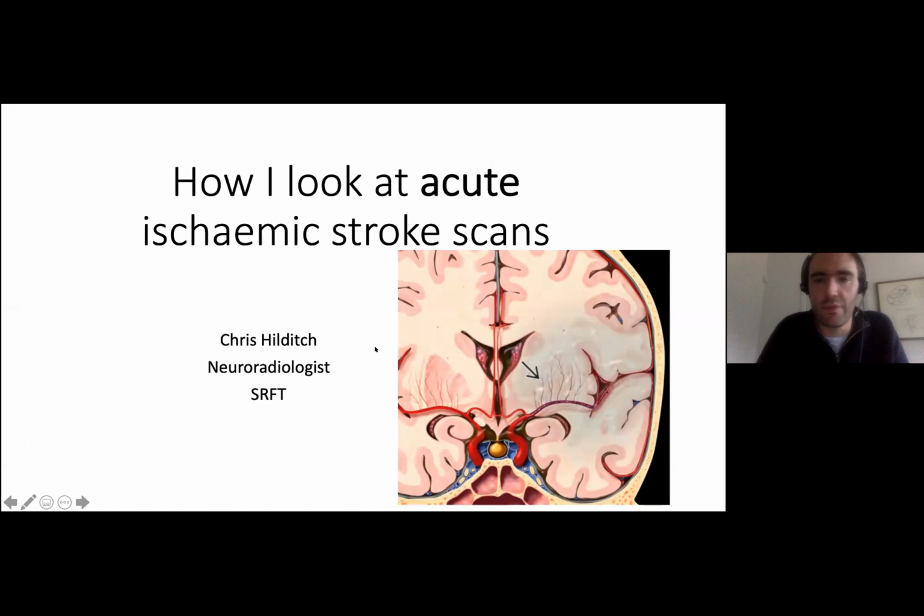So this is a talk that I give to junior registrars in radiology about how to look at a stroke scan. I know you guys don't get asked to look at stroke scans a lot, but it kind of comes under thrombosis, and I can just tell you a little bit about thrombectomy, which some of you might be interested in doing in the future.